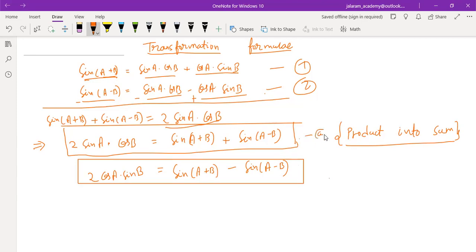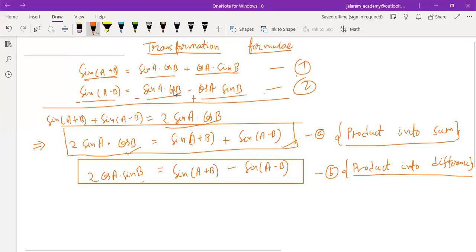So this is the first formula. This is the second formula. This is transferring product into difference. The first one was changing product into sum, and the second is changing product into difference. So first formula is 2 sin A cos B equals to sin A plus B plus sin A minus B. 2 cos A sin B equals to sin A plus B minus sin A minus B. Similarly, we can find the third formula also.